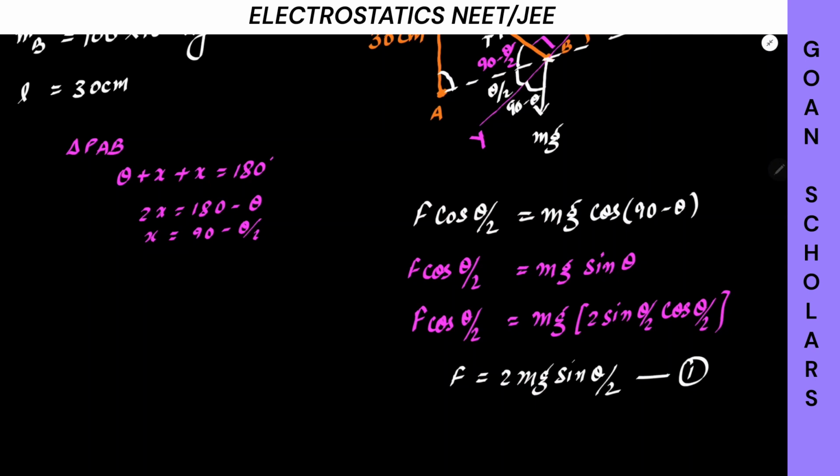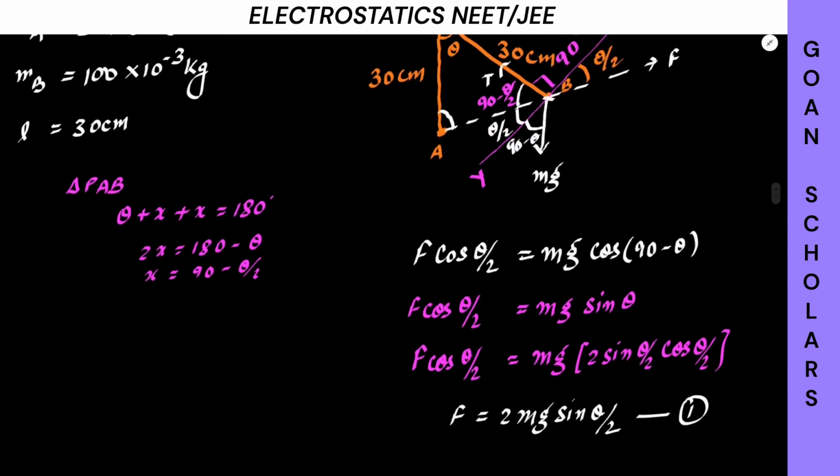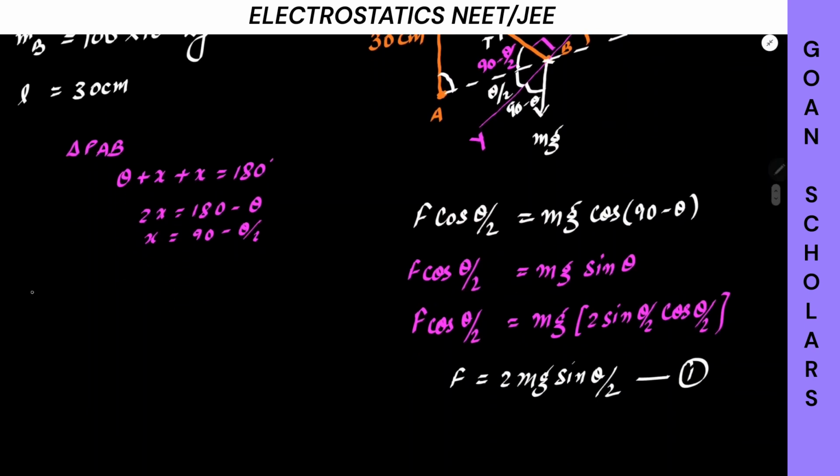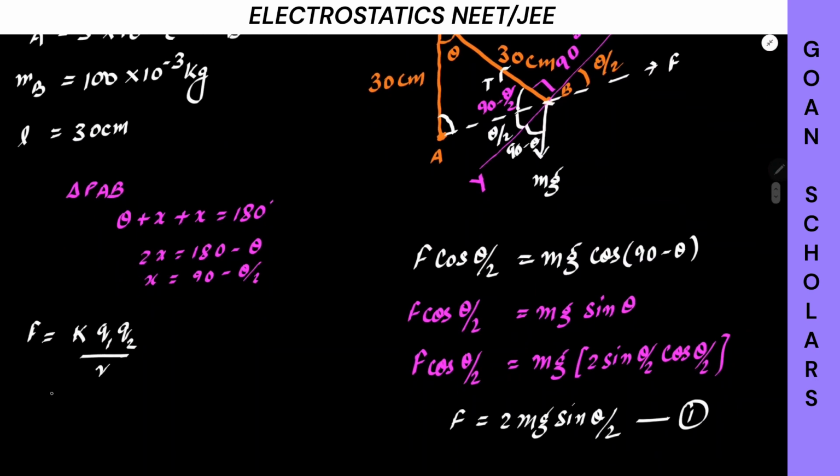We will put the values here later on, but let's first find the force. So let's figure out our force. The magnitude of the electric force F between the two charges will be K, which is our Coulomb's constant, into Q1 Q2 upon separation R. This is our Coulomb's law. So what is our K value here? K value here is 9 into 10 to the power 9.